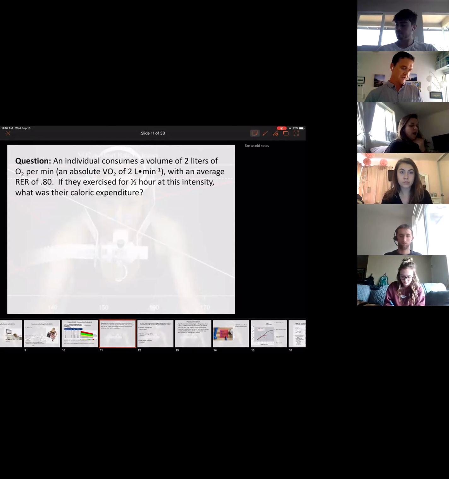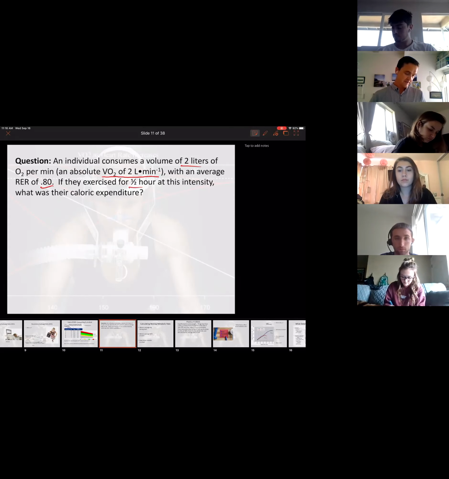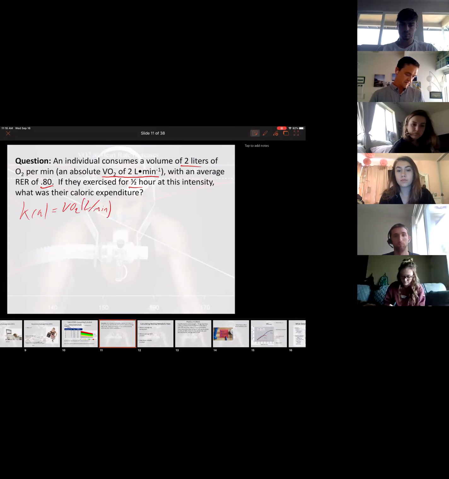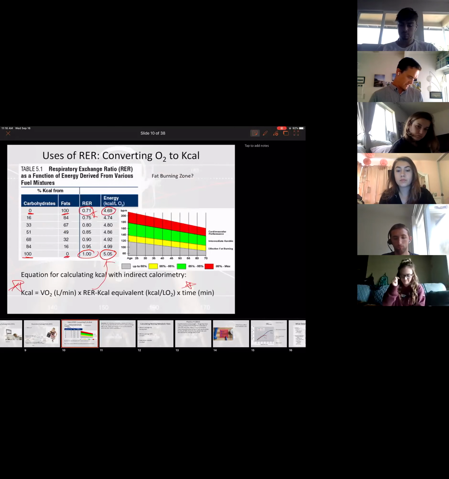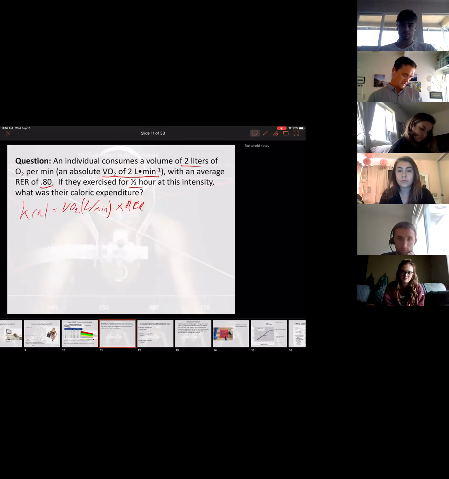So the question here: an individual consumes a volume of 2 liters of oxygen per minute, okay? So that means the absolute VO2 is 2 liters per minute, okay? Average RER is 0.8, exercise for half an hour, okay? So our equation from the previous slide was kcals equals VO2 in liters per minute, multiplied by the, exactly how does that one express? RER to kcal equivalent, and the units for that one are kcals per liter of O2.